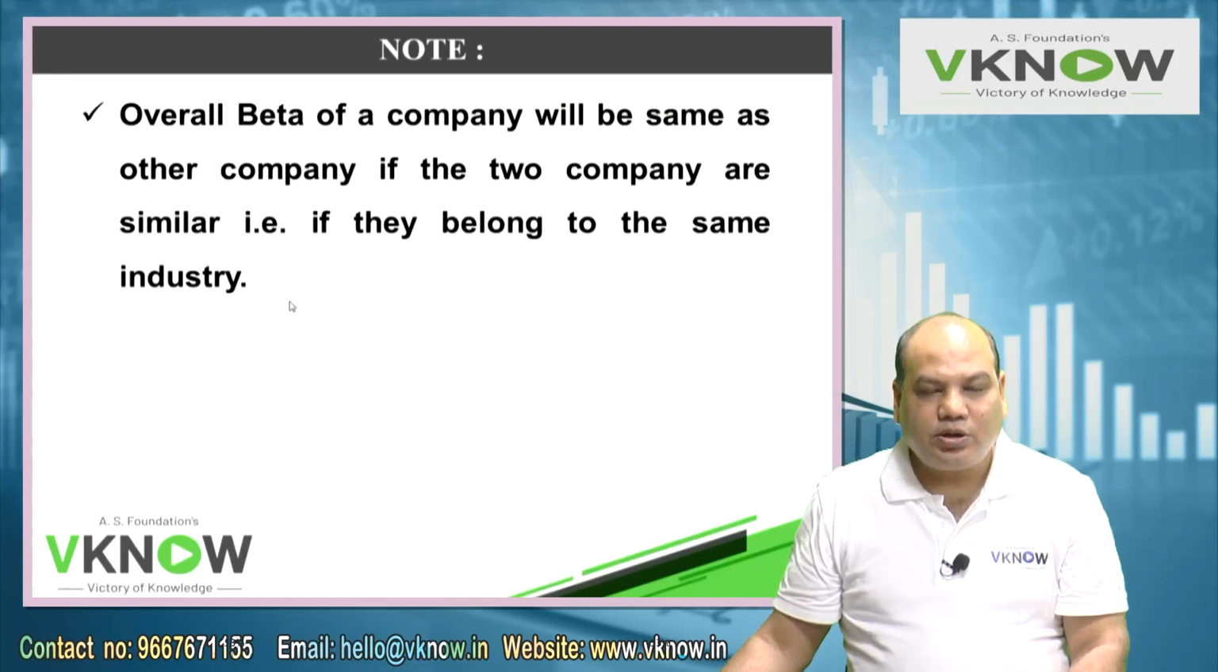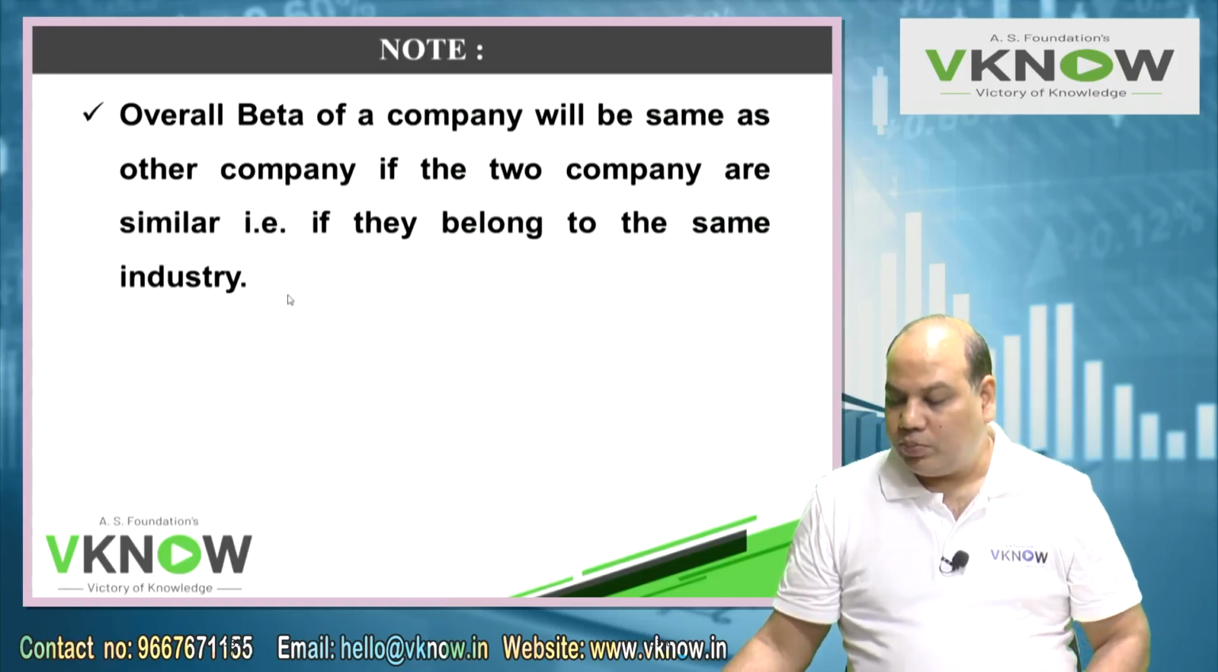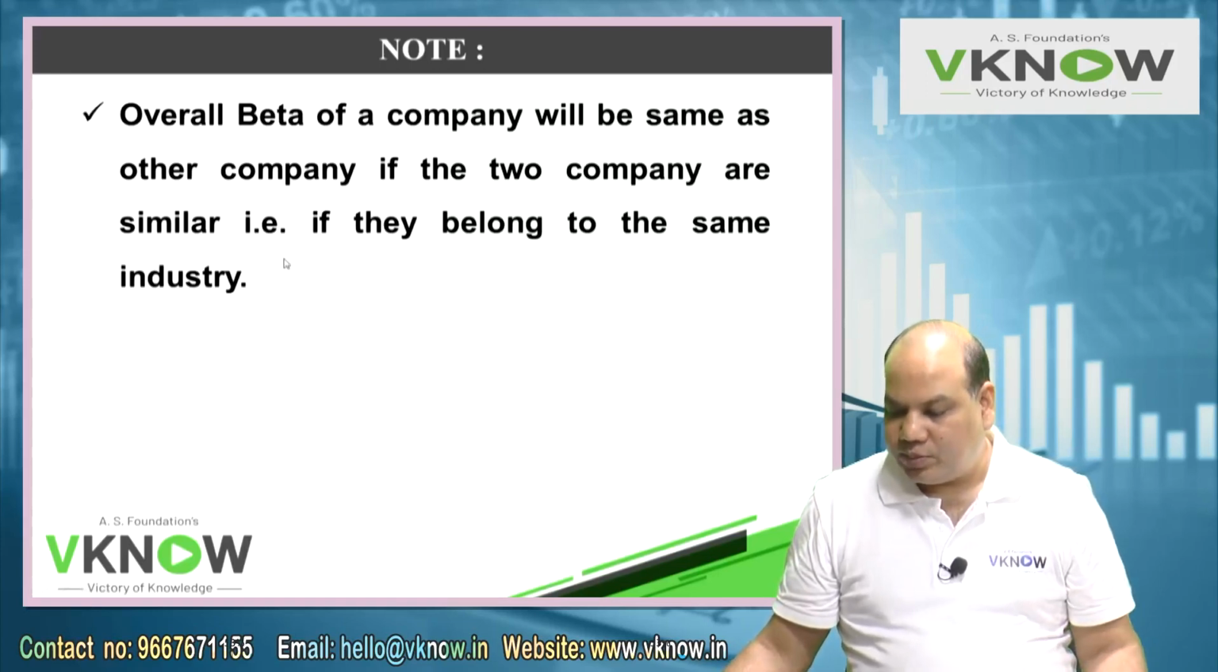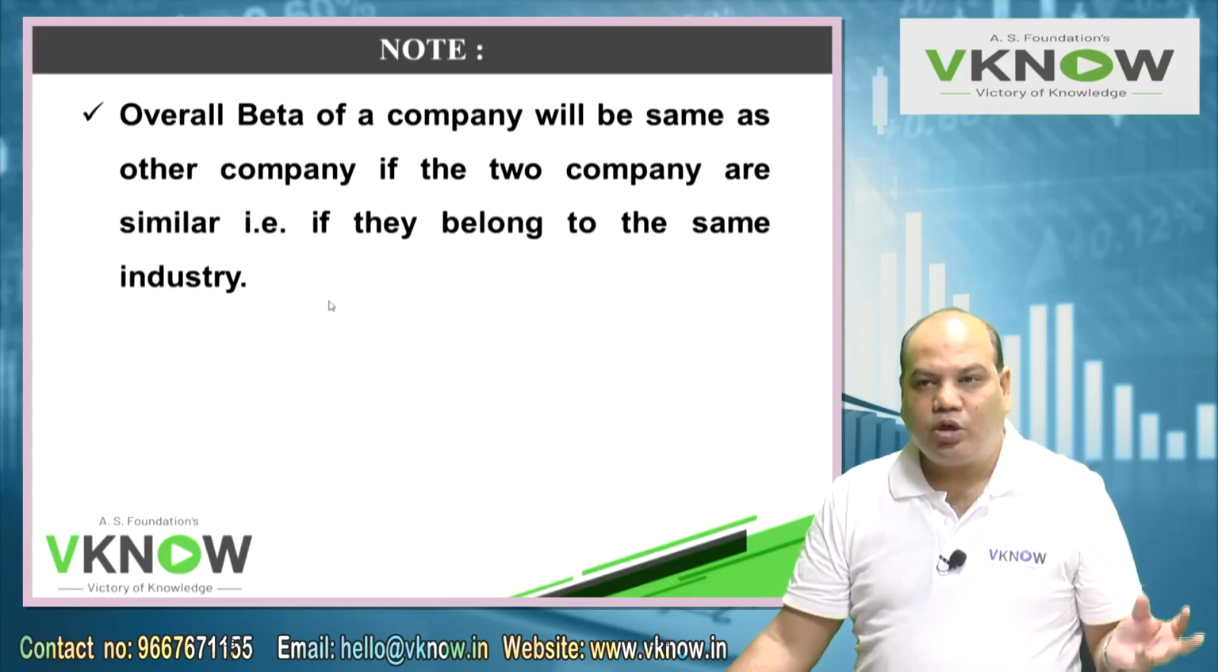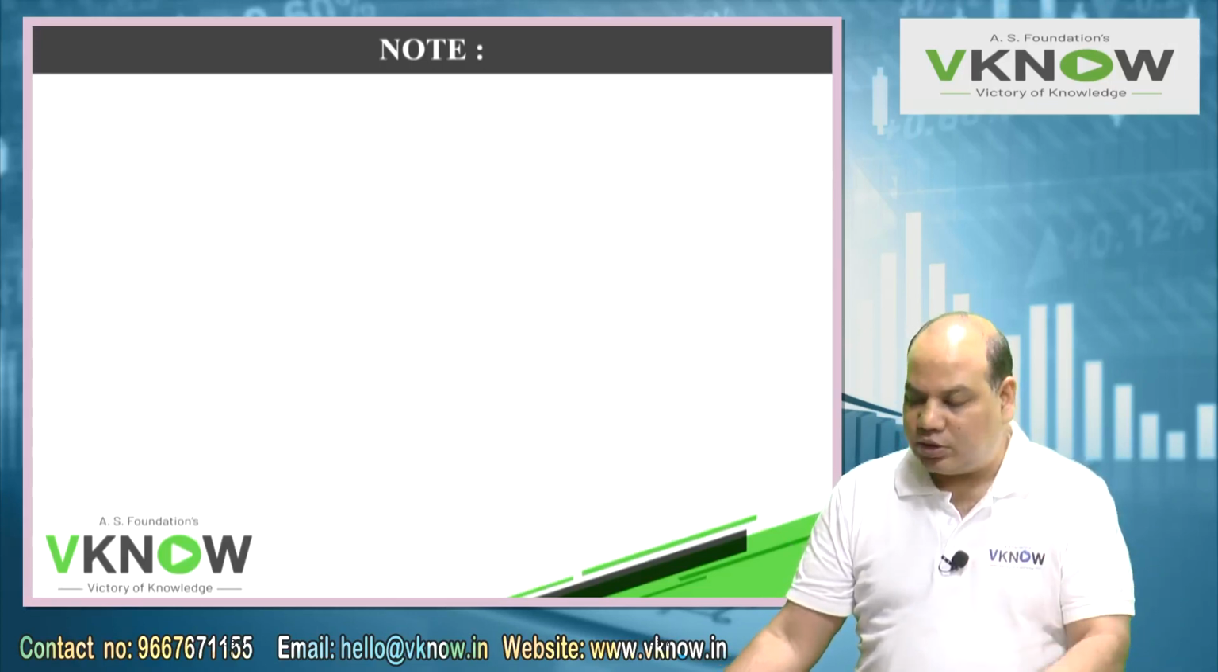Some important things to be kept in mind when you are dealing with project beta type problems. Overall beta of the company will be the same as other company if the two companies are similar, that is if they belong to the same industry. Overall beta of two firms in the same industry will be equal.